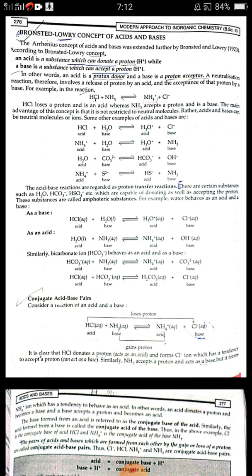So these are acid-base reactions. They are also called proton transfer reactions. There are certain substances such as water, HCO3 negative, HSO4 negative, etc., which are capable of donating as well as accepting a proton. These substances behave as proton donors as well as proton acceptors. So these are called amphoteric substances. Water behaves as an acid and a base, as shown in the reaction.